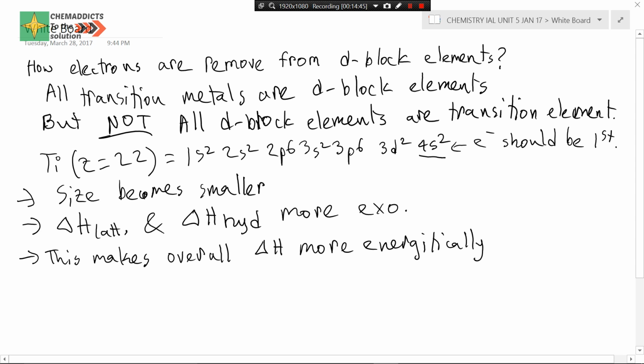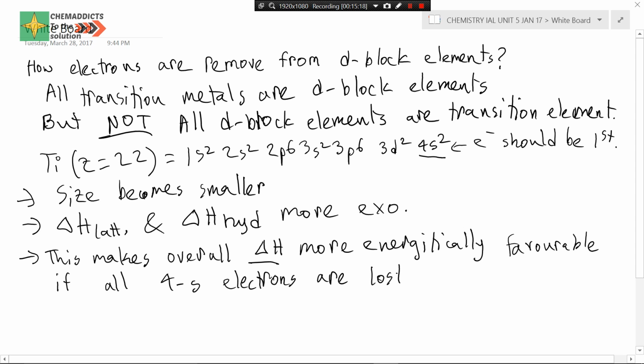By the way, this makes the overall enthalpy change more energetically favorable. So if all 4s electrons are lost, fine.